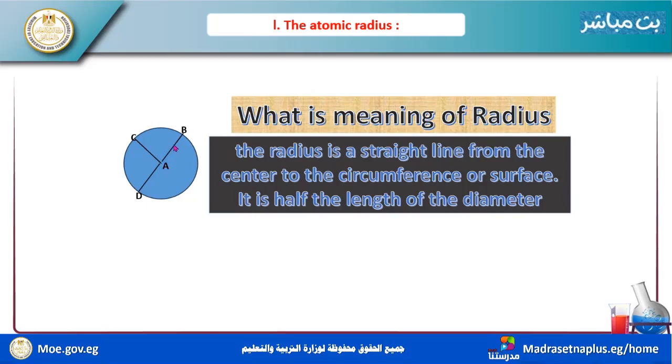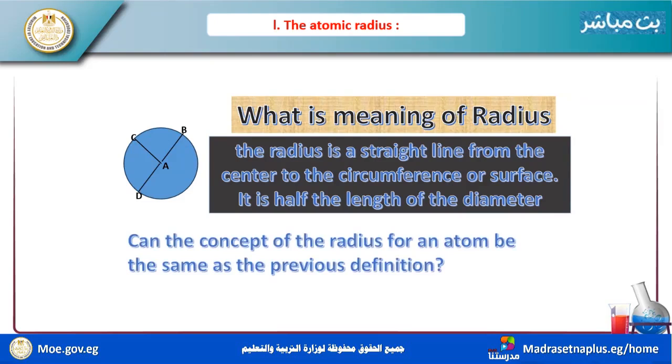It is half the length of this diameter. Okay, can you define the radius of an atom like that? Any questions for all students? No, because an atom is not a circle. Can the concept of the radius for an atom be the same as the previous definition? It is not correct, because an atom is not a circle, but an atom is a sphere.